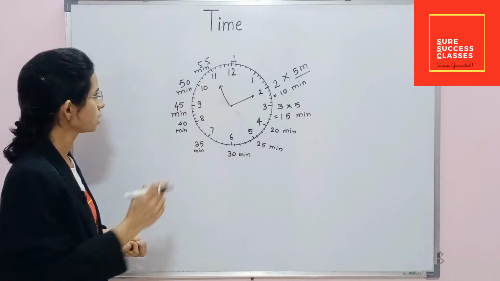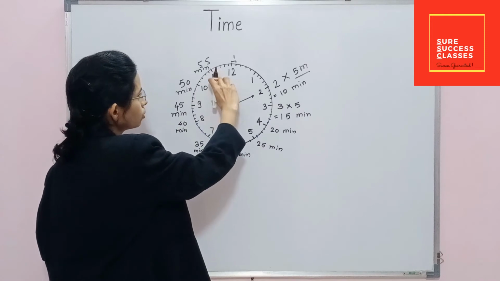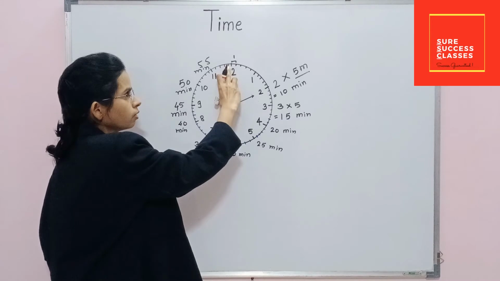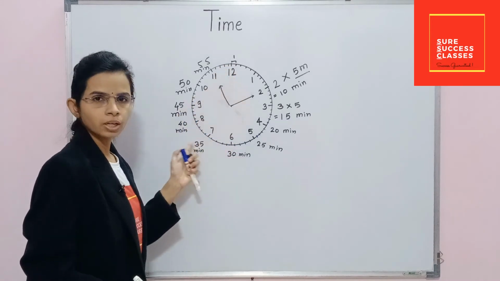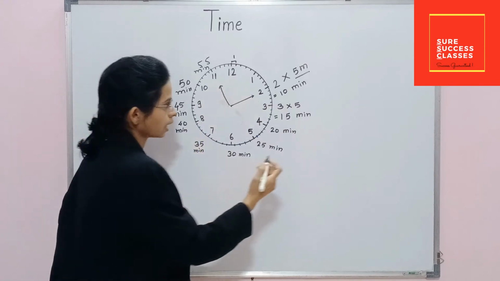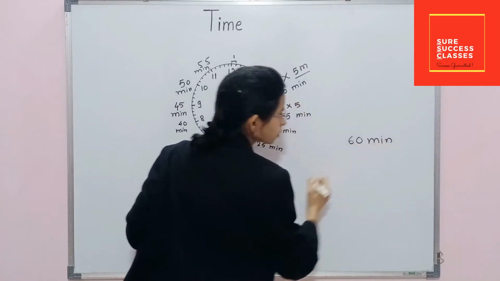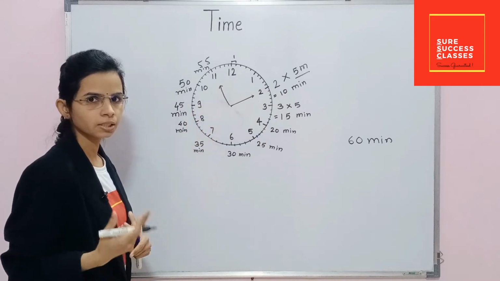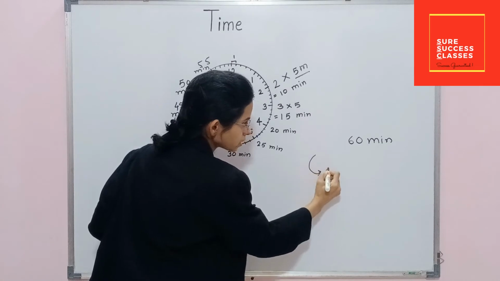And when the minute hand comes at this position or on 11, the time will be 55 minutes. And when it moves on, it will go towards 56, 57, 58, 59 and 60. When it completes one round, we can't write the minutes as 60 minutes. In this case, the hour hand changes its position and we tell the time in hours.